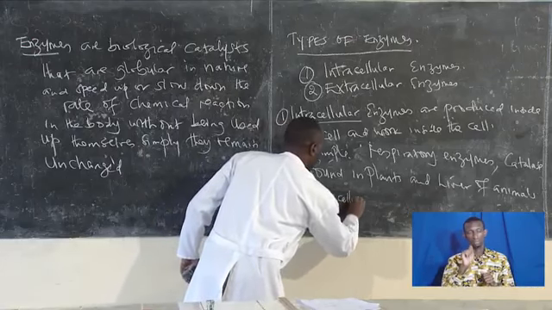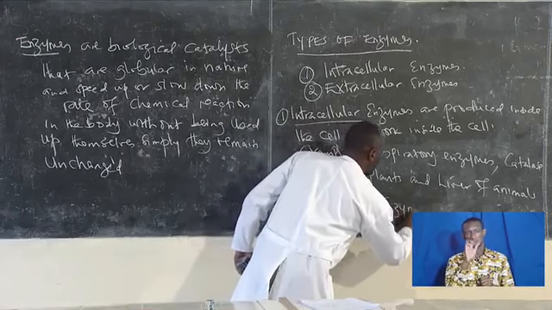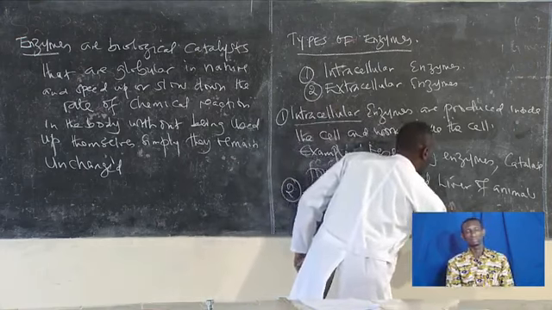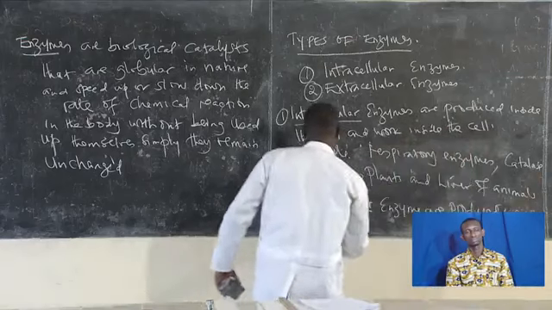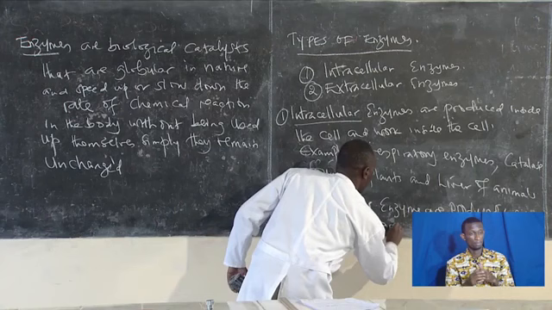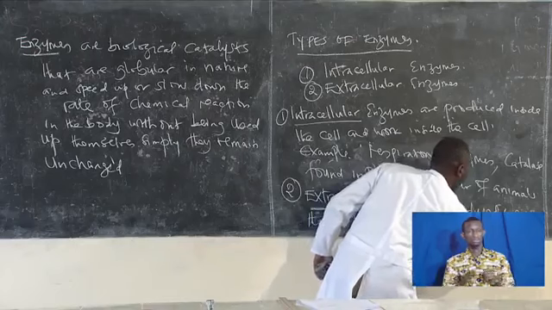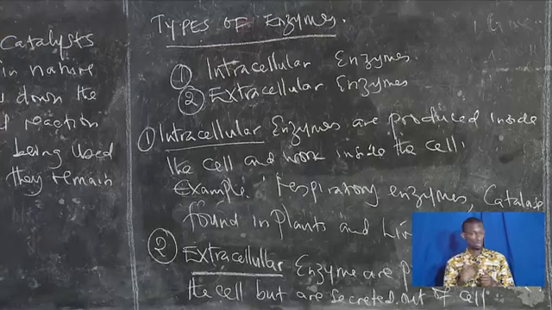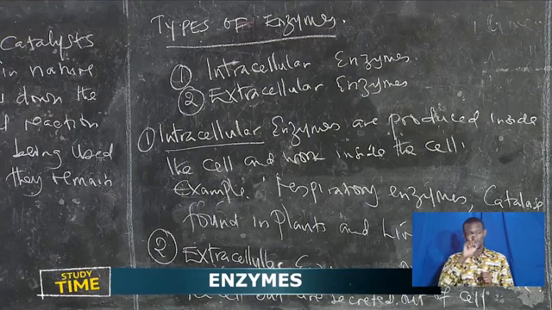extracellular enzymes. Extracellular enzymes, these are enzymes that are produced inside the cell, but are secreted outside of the cell. All right? Let's have the examples of extracellular enzymes. So I think you can take a note about that.